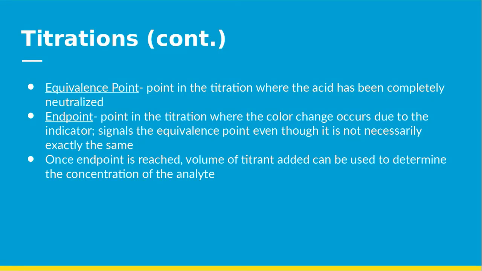Once your endpoint is reached, that indicates that you've reached the equivalence point between the acid and the base. So the volume of the titrant you added can then be used to determine the concentration of the analyte. If you have an acid and base, to completely neutralize it should require the same number of moles of acid and base, assuming they're both strong.